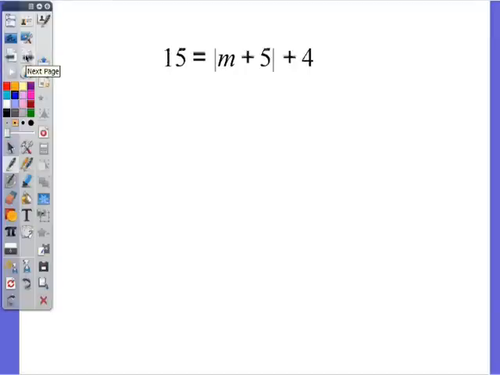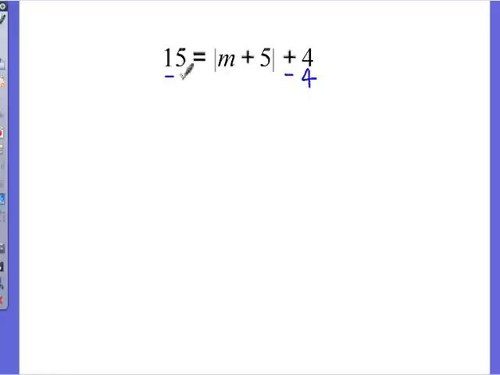This time, right, this is the last of these kinds of examples. And you get 15 equals the absolute value of m plus 5 plus 4. Same kind of idea as last time. Don't just take those absolute value bars off and mush the 4 inside and keep the absolute value bars. You got to get rid of that 4 first. Okay? Don't put stuff into the absolute value bars that wasn't there to start with.